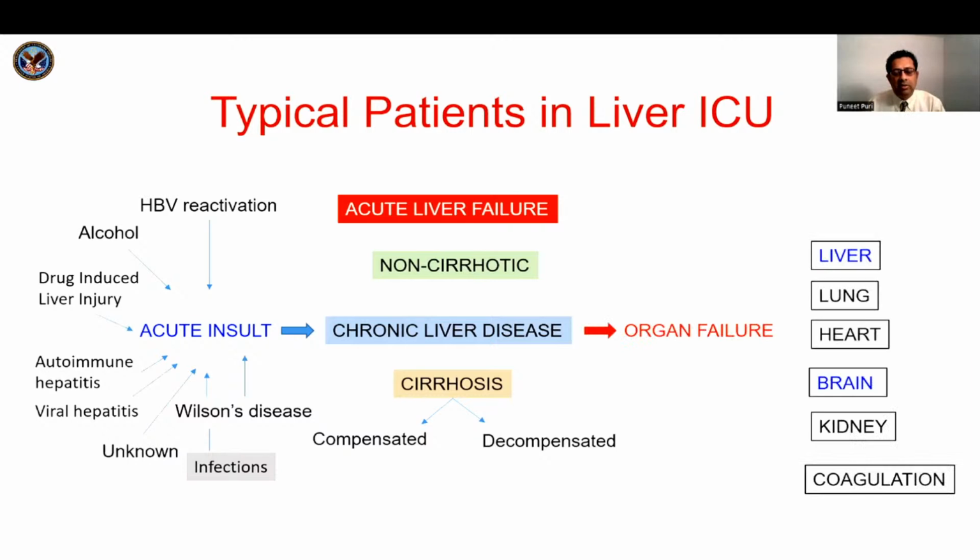As a result of this acute insult, there are downstream effects, including organ failure, both liver and extrahepatic, such as the lung, heart, brain, or kidney, and coagulation abnormalities or failure.